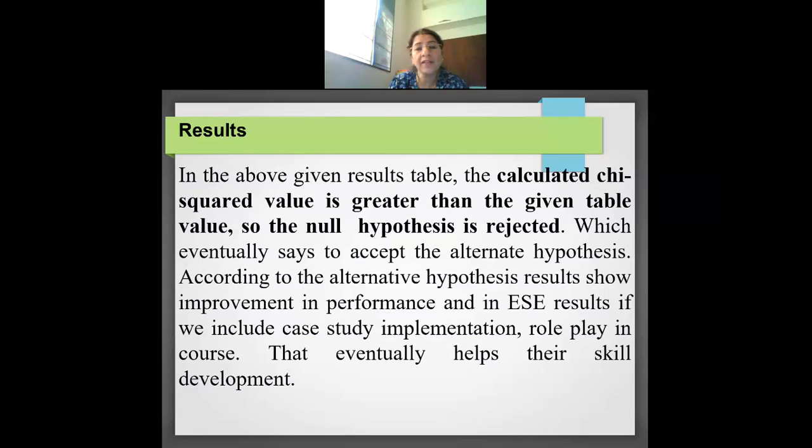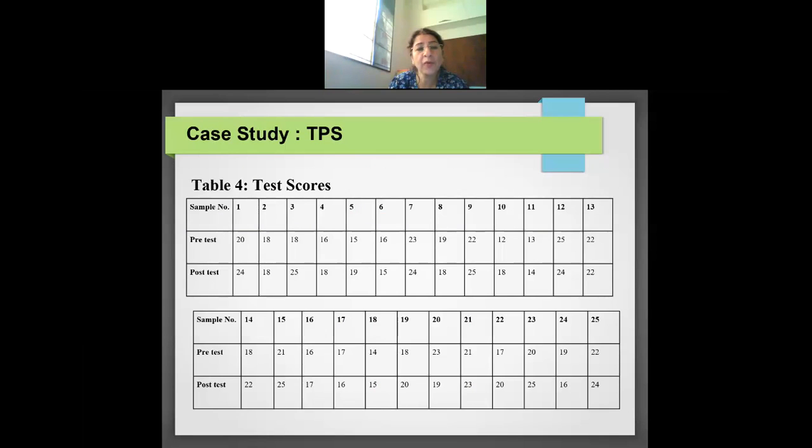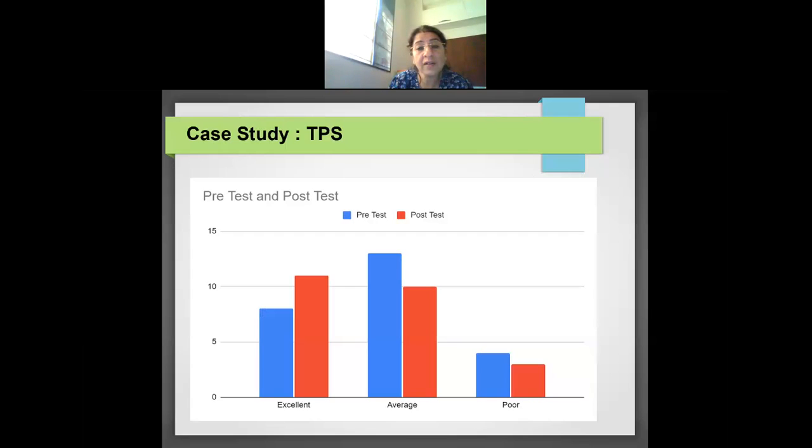And we did the same thing for think pair share also. Before the test and after the test, we analyzed the marks. We took 25 samples randomly, because the class was of 250 students. If we analyze the pre-test and post-test marks, excellent has increased, average decreased, and poor has also decreased overall.